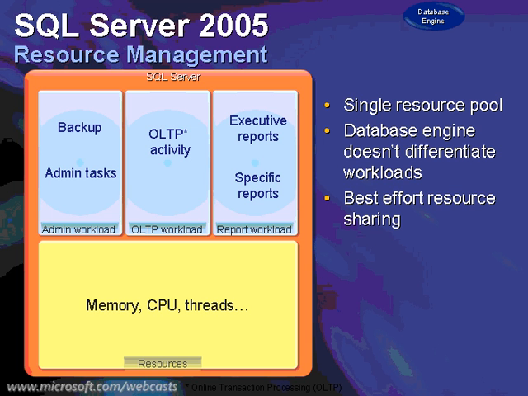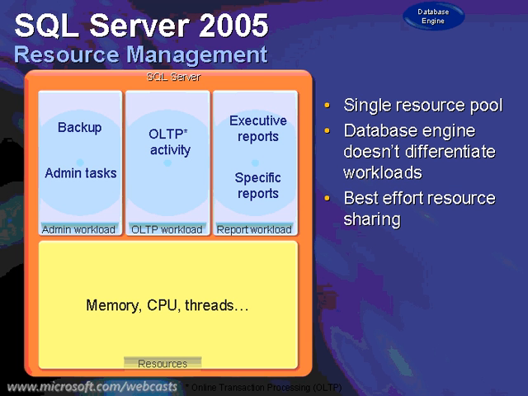Okay, let me also talk about what I already mentioned, the resource governance feature that we added to 2008. So if you take a snapshot of SQL Server 2005 at a certain point in time, you will see in production a number of different workloads that are being performed. So there are backup and admin tasks, which go into an admin workload bucket, which is one of the blue cubes that I have on the slide. There are OLTP workloads, just transactional processing that is going on. And there are some sort of reporting, executive reports or specific reports, which go into the third area.